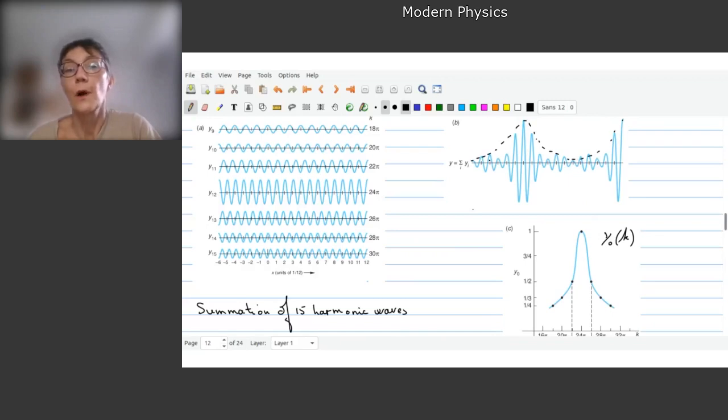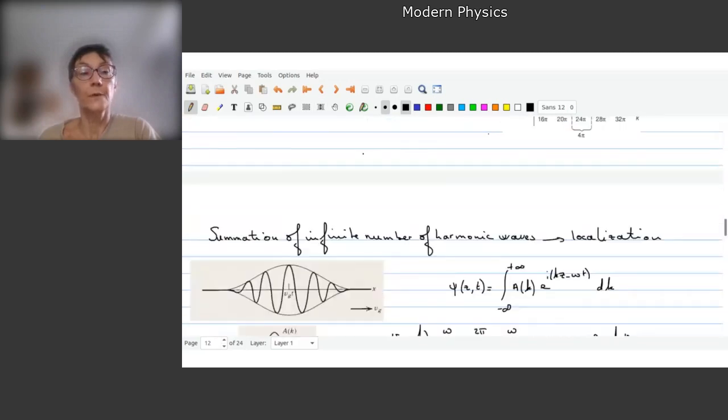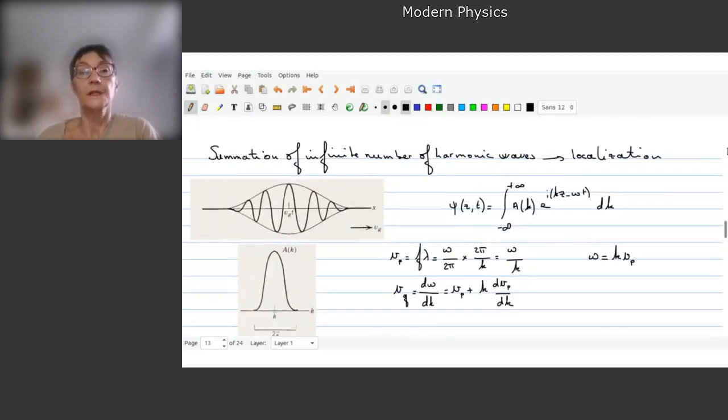And so if you increase the number of waves, you can increase the localization of the wave. If you sum an infinite number of harmonic waves, you can obtain localization. So this is a wave packet. It is not exactly at one position. We will see that it is really a fact that you have some kind of uncertainty on the localization of the wave, but it is quite localized.